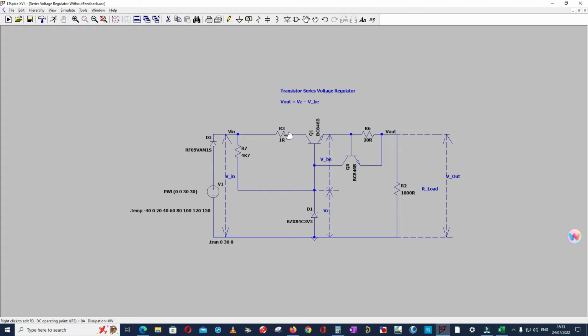If you have enough space on your PCB, then maybe you don't need R3. But in my case, I need it. That's why I used it.